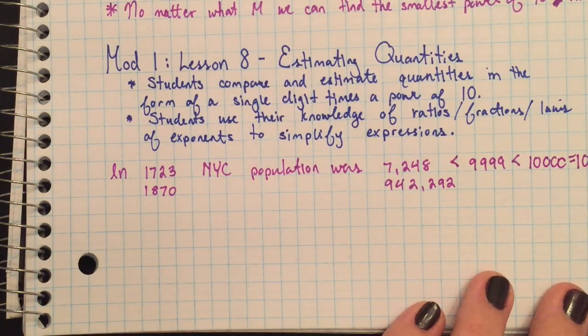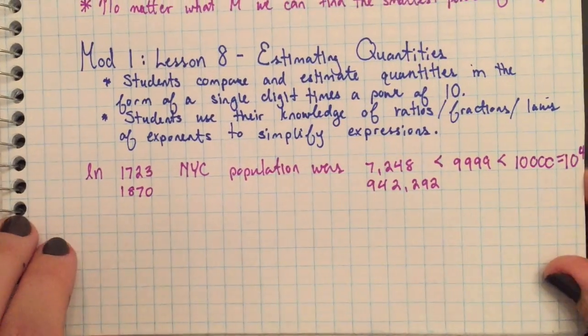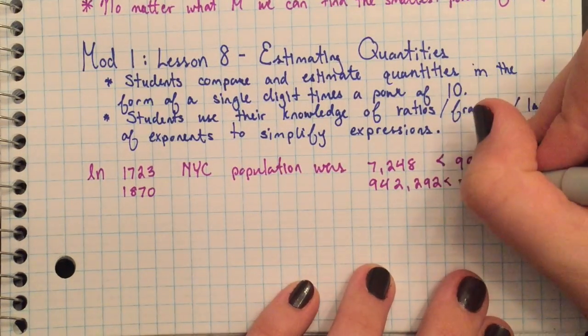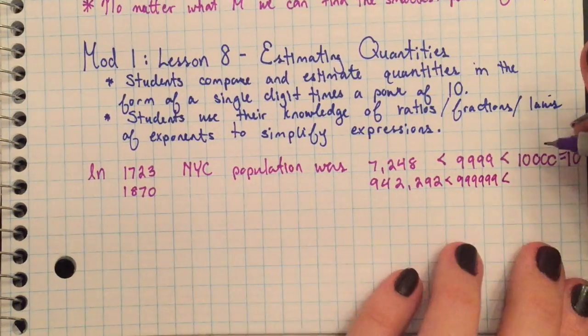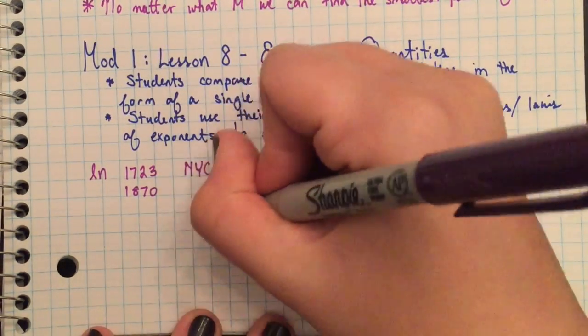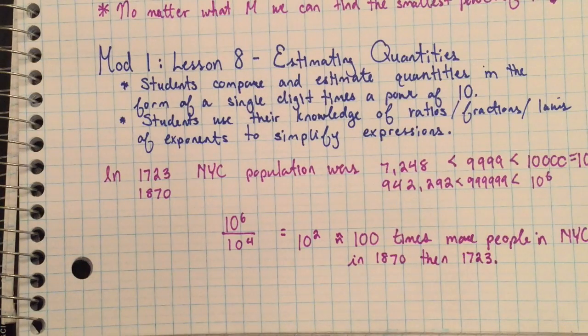9,999, which is approximately 10,000. So that's 10 to the fourth power. I could do something similar with my second value, which brings me to approximately 10 to the sixth power. 10 to the sixth divided by 10 to the fourth gives me 10 squared, or approximately 100. So that means there's 100 times more people in New York City in 1870 than in 1723.